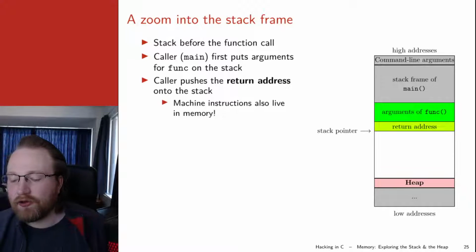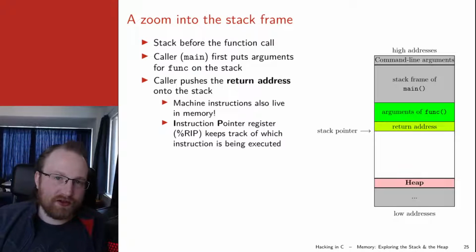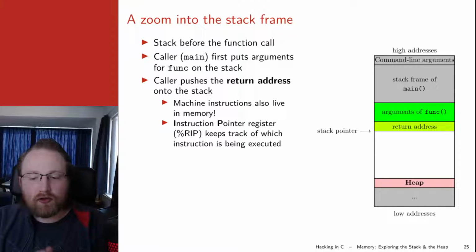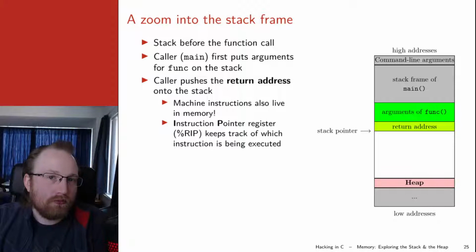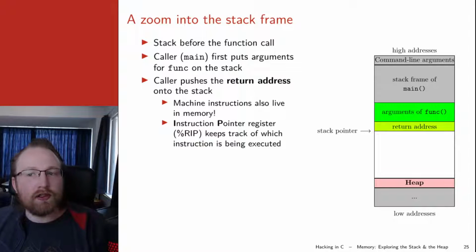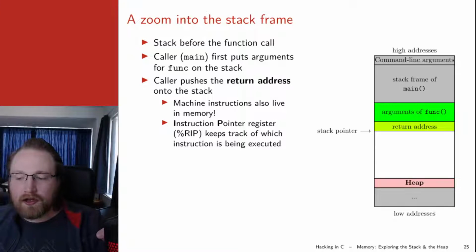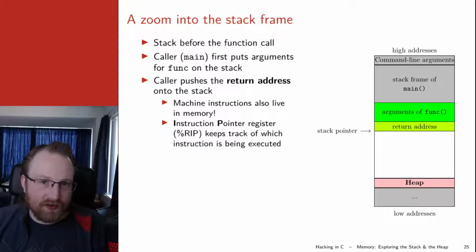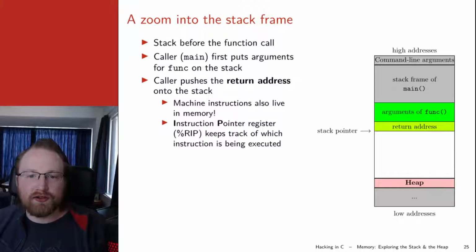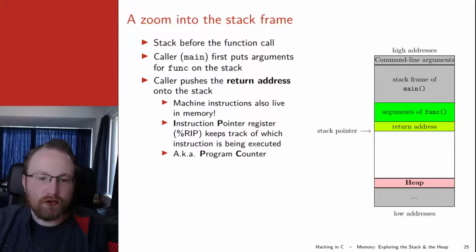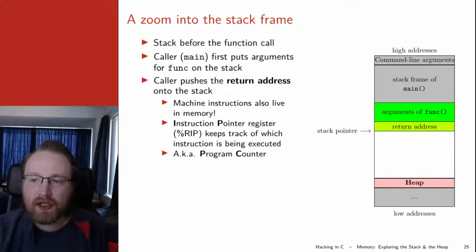Now we have an instruction pointer register in the CPU that has to keep track of which instruction in that memory space it's currently executing. Each time it executes an instruction, the instruction pointer increments to the next instruction. And when an if statement happens, there's a branch, so the instruction pointer just jumps to the right instruction there. The instruction pointer is also known as the program counter.